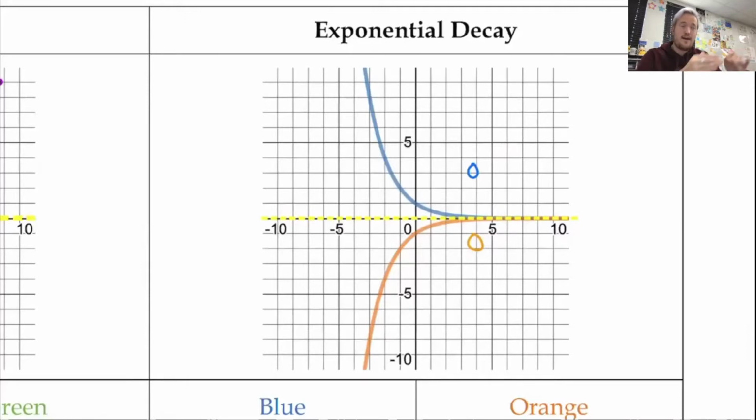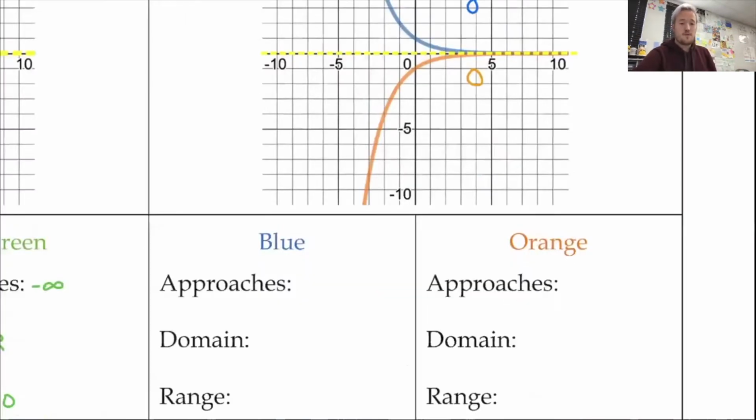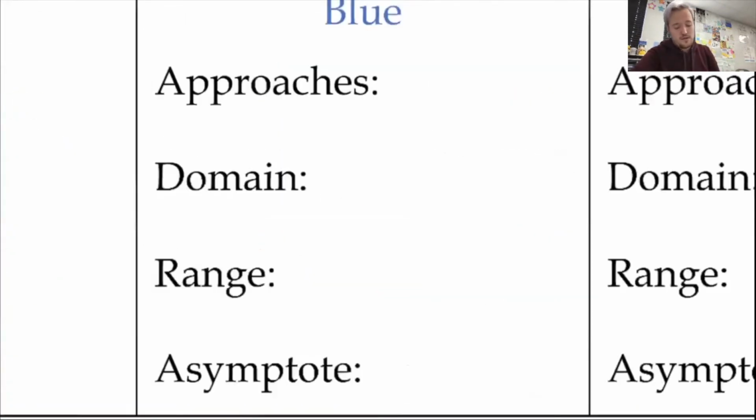So the end behavior is like, as the graph goes further and further to the right, what's happening to the y value? So as the x value is increasing, the y value is decreasing. It's getting closer and closer to 0. All right, so we're going to kind of look at each of these equations individually.